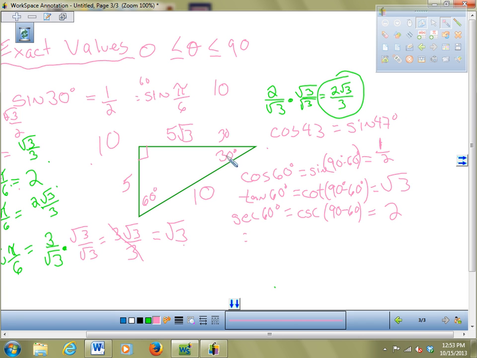Because sine of 30, if I'm standing here, is 5/10, right? Cosine of 60, if I'm standing here, is also 5/10. See that, the way that works? That's why the cofunctions and those things are that way.